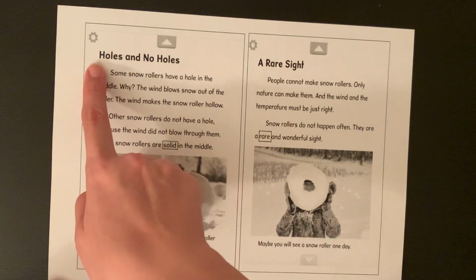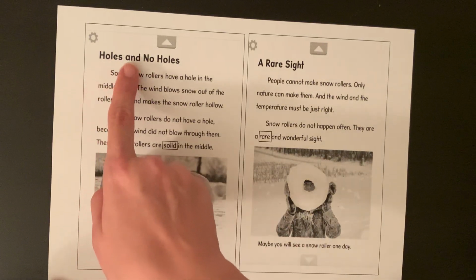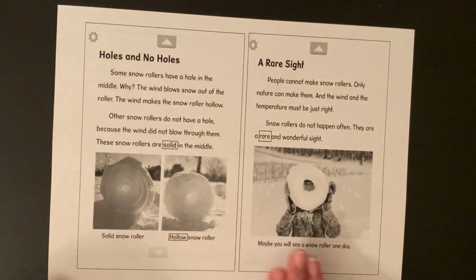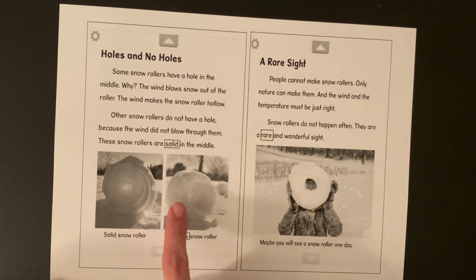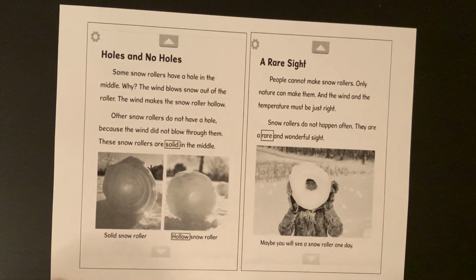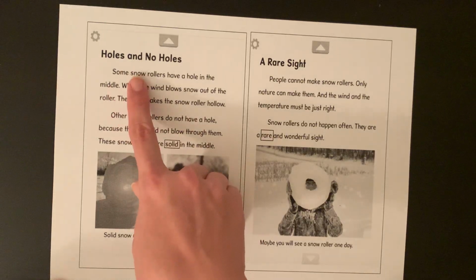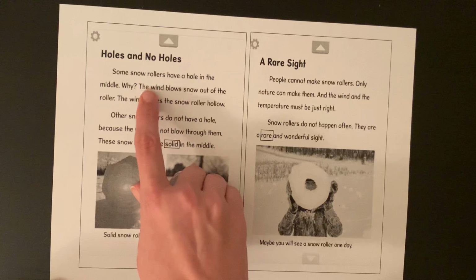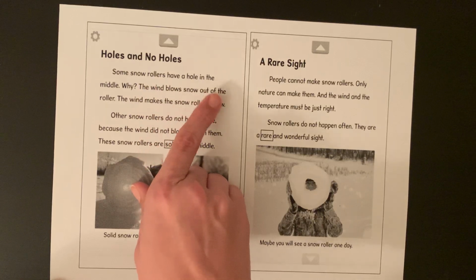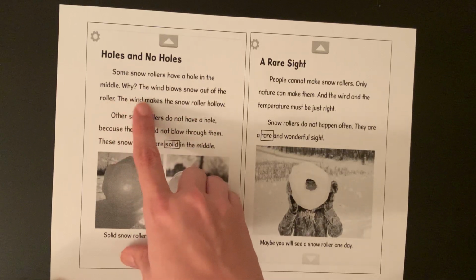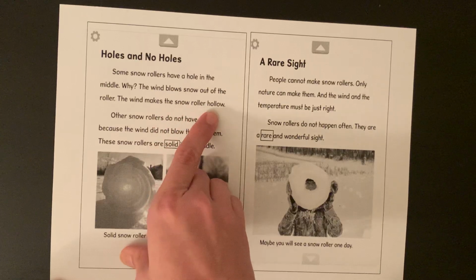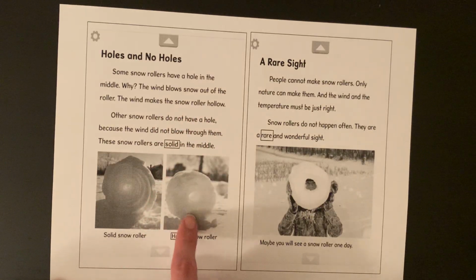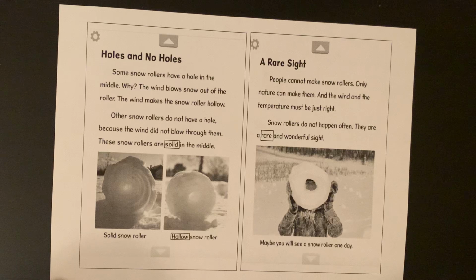Up here we have a new heading, holes and no holes. So they're going to be talking about those holes that they can have inside the snow roller. Some snow rollers have a hole in the middle. Why? The wind blows snow out of the roller. The wind makes the snow roller hollow. So that must be like the donut-shaped one they were talking about.